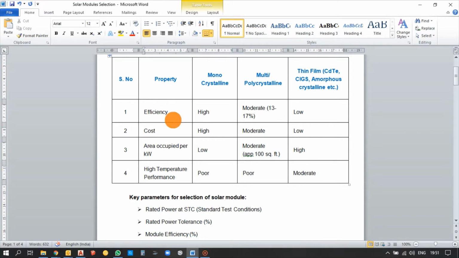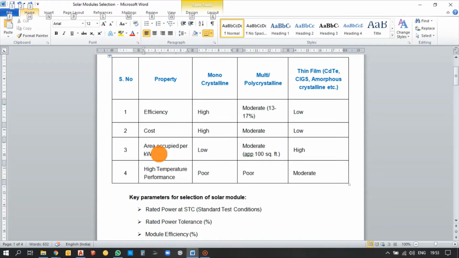Taking efficiencies, monocrystalline has higher efficiency, about 17 to 18%, and multicrystalline is 13 to 17%, and thin film has a lower percentage in efficiency. And coming to the cost, monocrystalline has higher cost when compared to both multi and poly, because it is taken from a single crystal of silicon. Poly is moderate, less than monocrystalline. Compared to thin film it is a little high, and thin film is very low when compared to both poly and mono.